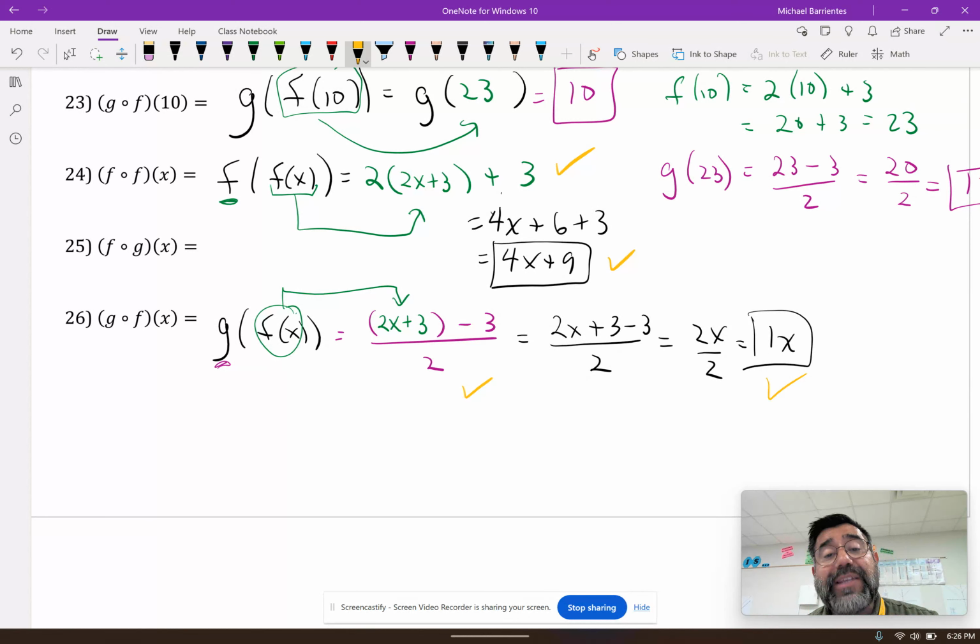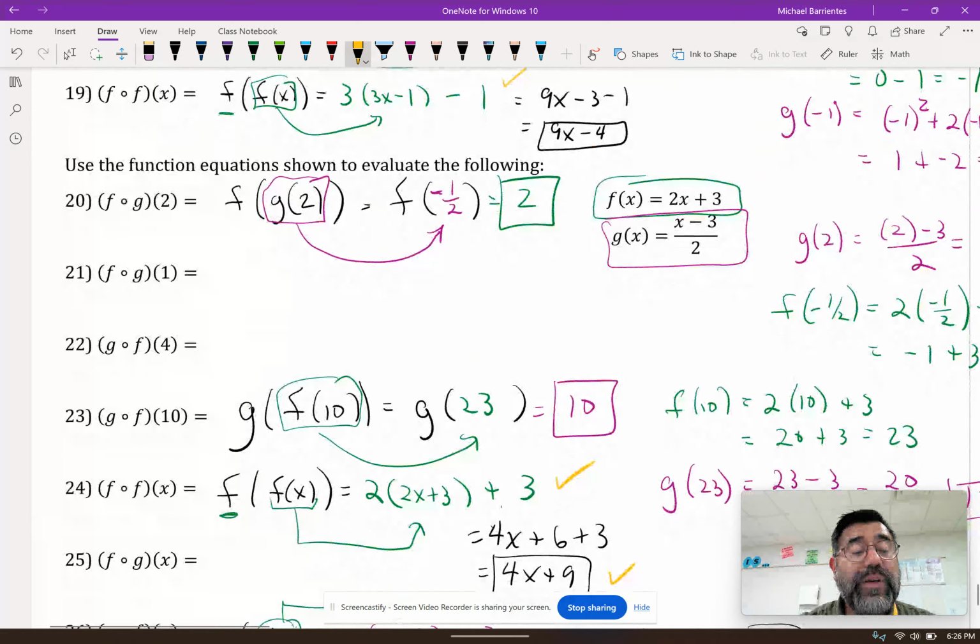Again, we'll get more practice with the simplification. I'm concerned with, can you put the right function inside the outer function? That's what I'm concerned about. And so you're going to do number 25, 21, and 22, and turn that in as a participation grade for watching the videos.